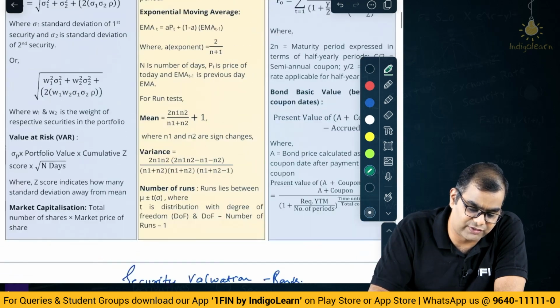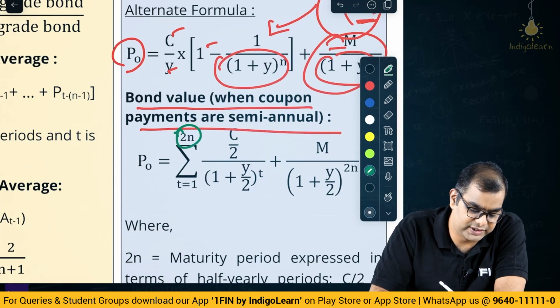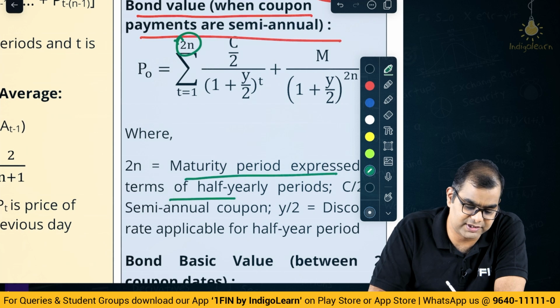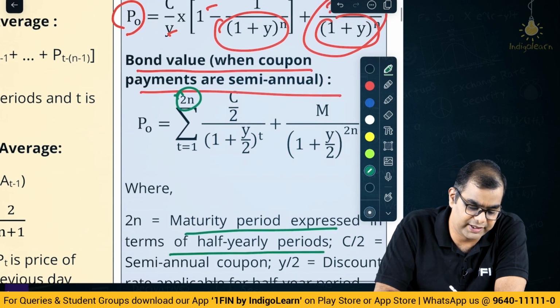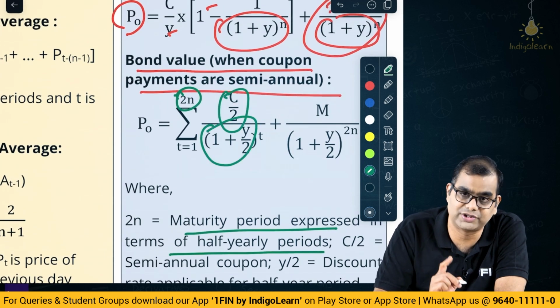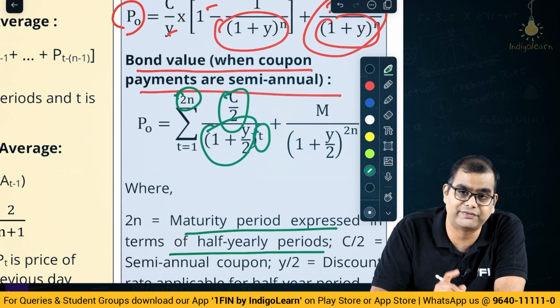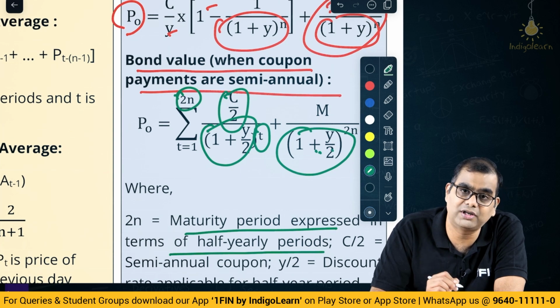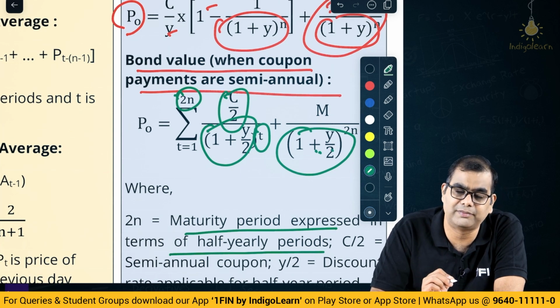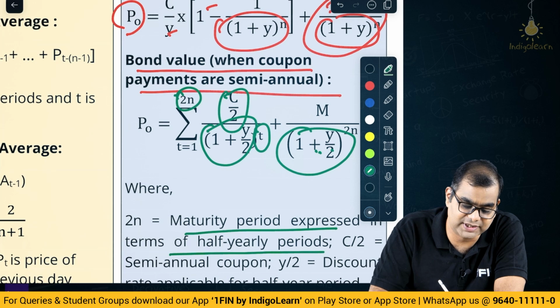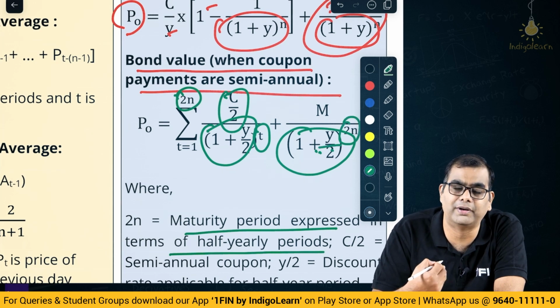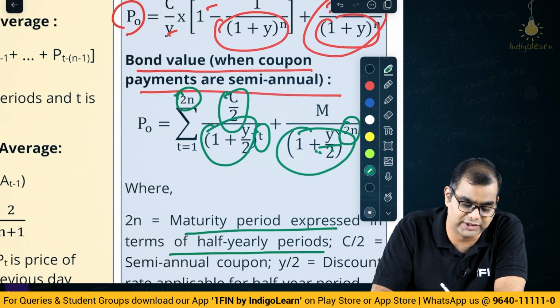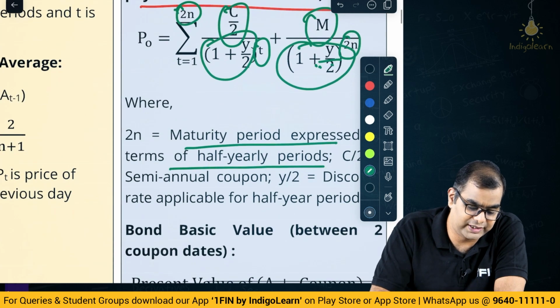So, if you come back and look at this formula, sigma to 2n, what is n? 2n is the maturity period expressed in terms of half-yearly periods, and c by 2 is the coupon, y by 2 is the yield also halved, t for every half year you take as 1, and here 1 plus y by 2 is raised to the power of 2 times the number of years. You divide the interest rate by 2 and you multiply the years by 2. That is what you have done. That is how you do it if it is semi-annual.